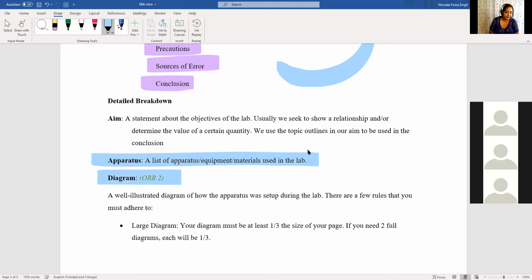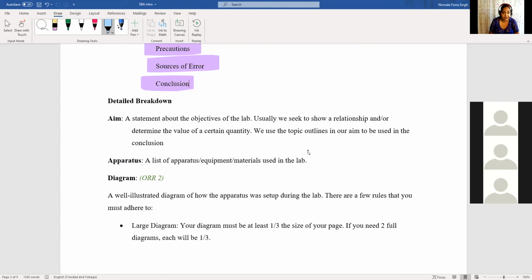Diagram. Now, if you look here, I didn't do it for all, but I have written down the expected marks or the general marks for each criteria. So diagram counts for 2 marks in your labs, right? 2 marks. And how do you do diagrams? It's a well illustrated diagram of how the apparatus was set up during the lab. There are a few rules that you must adhere to.